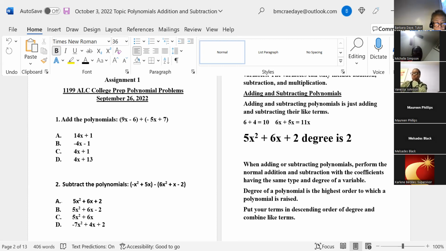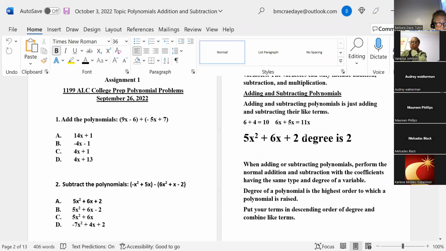You're saying that because 2 has no variables, it's a degree? No, the degree is, I don't mean exponent degree, on the variable, right? That's a degree. But the highest degree of a polynomial is the biggest power of the whole polynomial. See, the polynomial is 5x squared plus 6x plus 2.